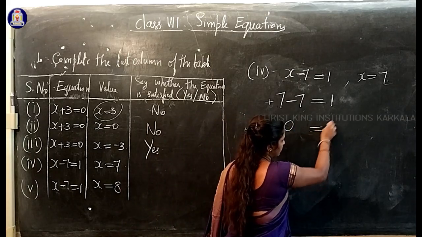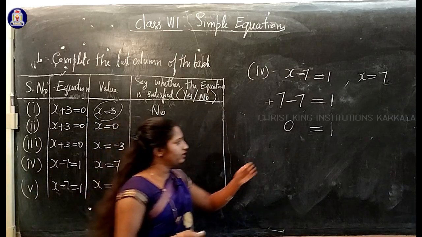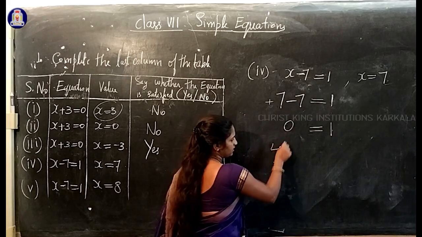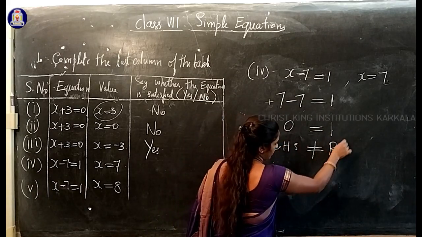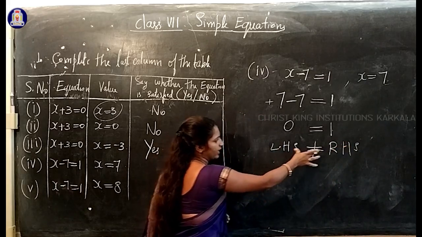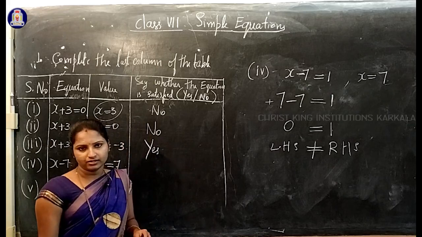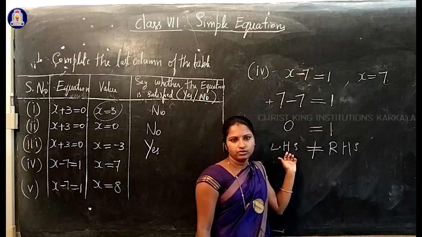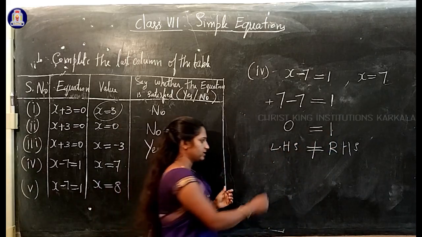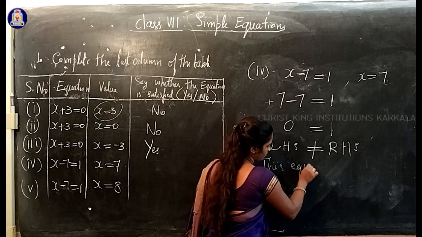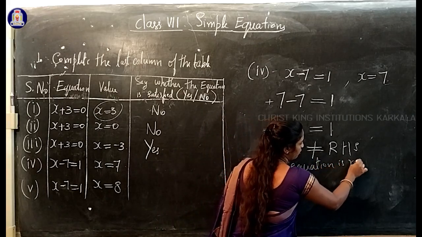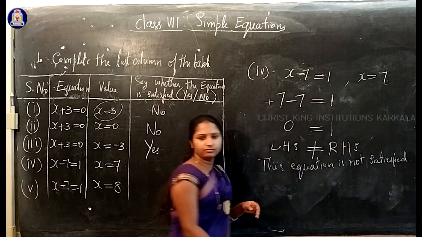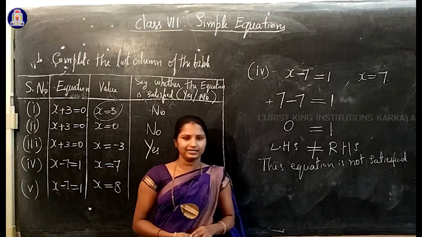Now see the right hand side, there is a value that is 1. So left hand side and right hand side, are they equal? No. LHS is not equal to RHS. The left hand side value and right hand side value are not equal. See here, the left hand side is 0 and the right hand side is 1. Different, isn't it? Yes. So this equation is not satisfied. Clear? Because LHS is not equal to RHS.